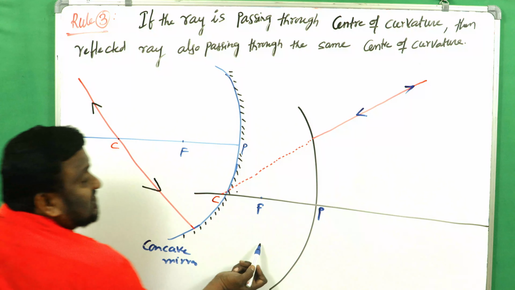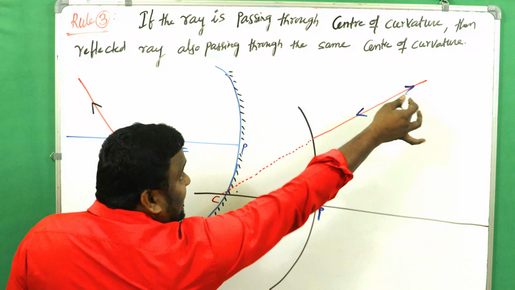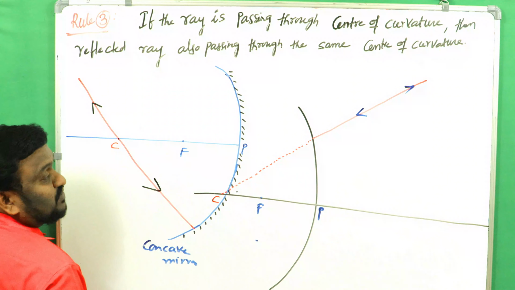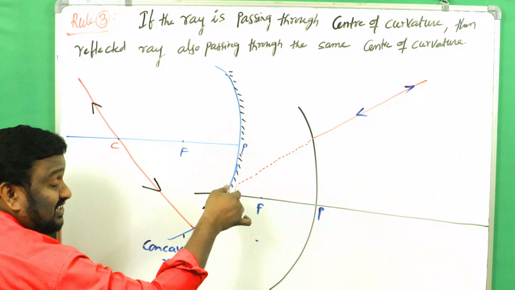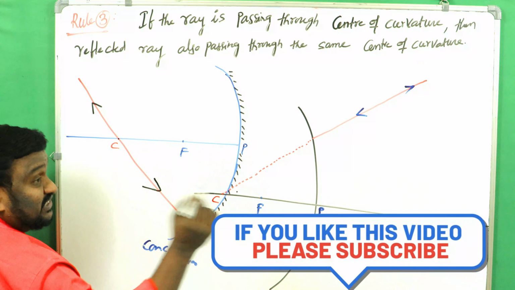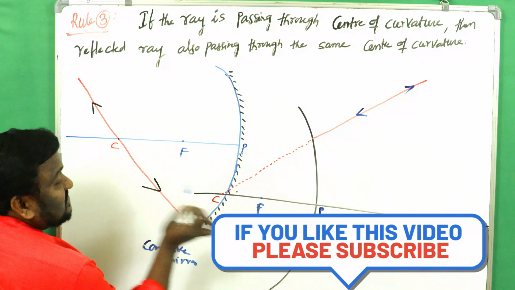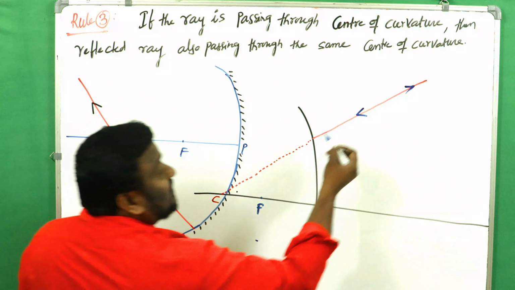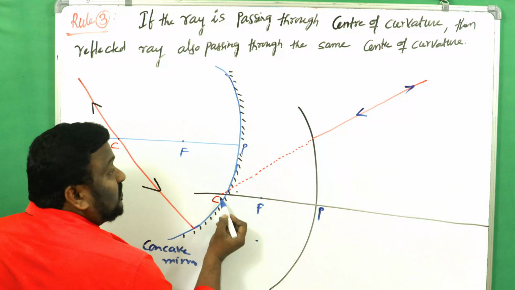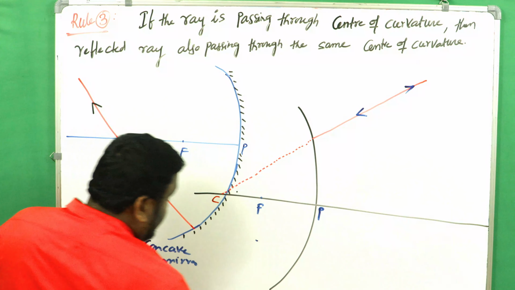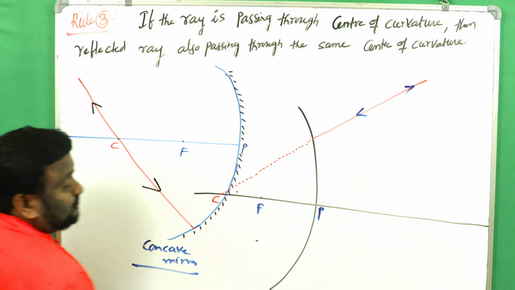In this case, directly what you have to say, the incident ray is passing through the center of curvature. But in this case, what you have to say, the incident ray seems to be moving towards the center of curvature. It is not exactly passing through the center of curvature. You have to observe the difference. In this case, the ray is towards the center of curvature. Then the reflected ray also seems to be moving from the center of curvature. So this is for convex and this is for concave.